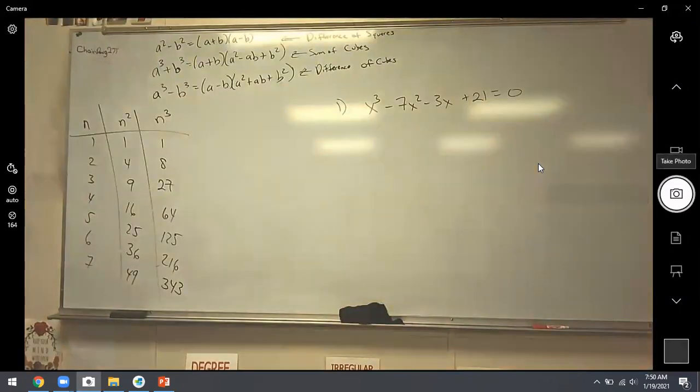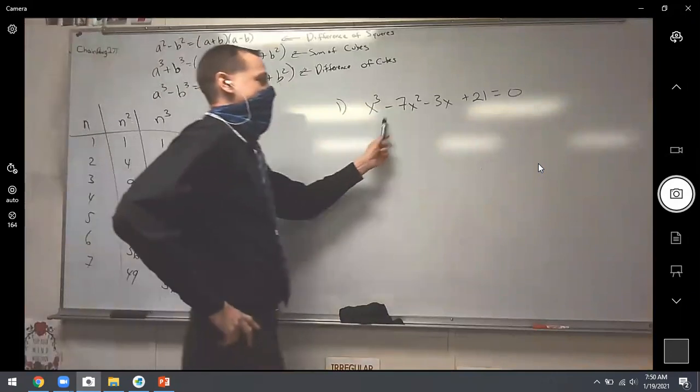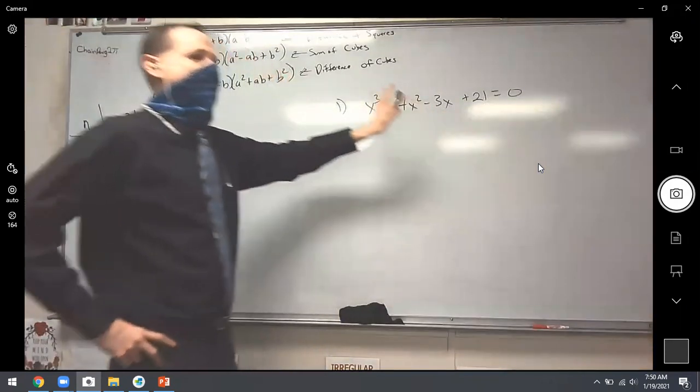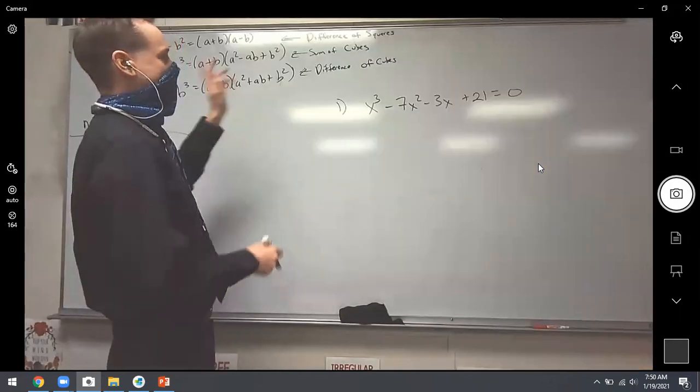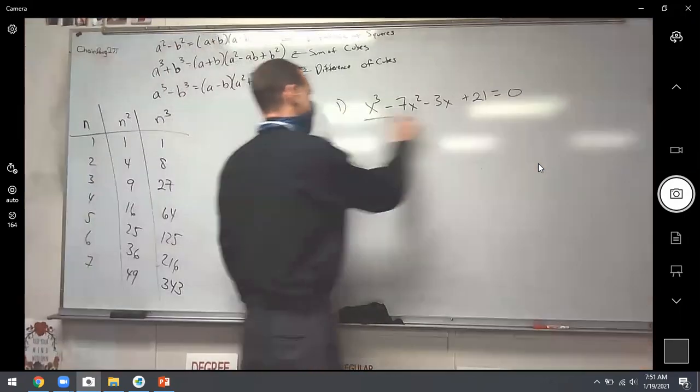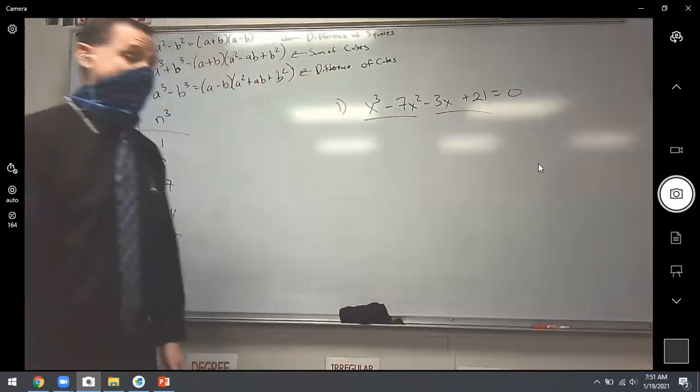So number one today is x cubed minus 7x squared minus 3x plus 21. If you got nothing to do, one thing you could try when you have four things like this, 1, 2, 3, 4, is to factor by grouping. One technique that's kind of out there, and you can think about it. To factor by grouping, you look at the first two and the last two, and you factor them separately.